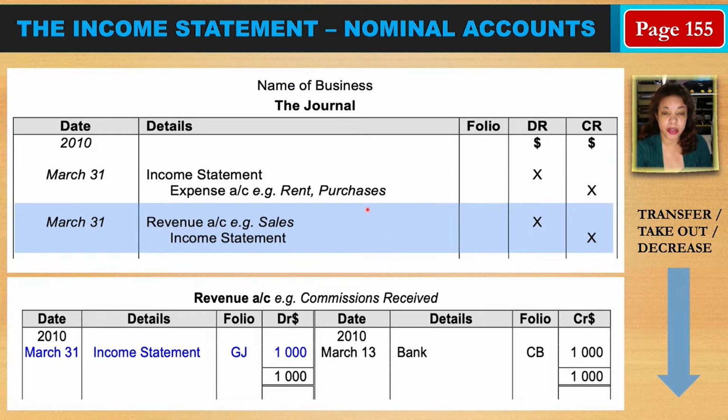Remember that you are decreasing the nominal accounts, so you will do the opposite in this case. Expenses that are usually a debit, you're going to credit and debit the income statement instead. And the revenue or income that is usually a credit, you're going to debit instead to take it out and put it into the income statement on the credit side.